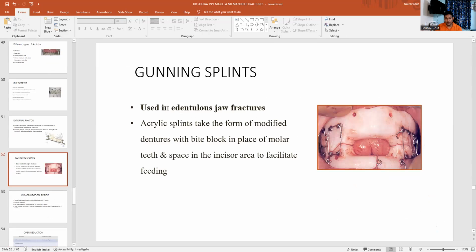Gunning splint can be used in fracture of the edentulous jaw. Acrylic splint takes the form of modified dentures with bite block in place of molars, and space is provided in the anterior region in order to facilitate the food intake.